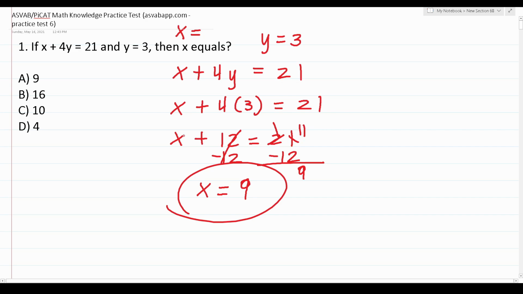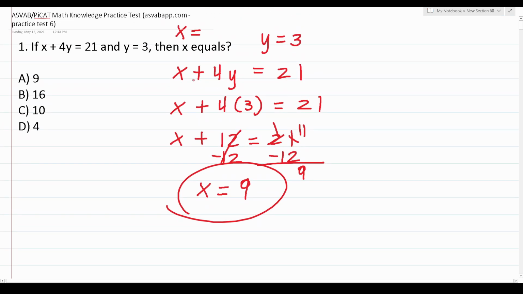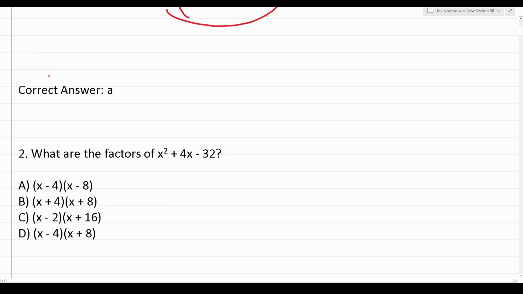Again, typically the ASVAB starts out with very easy questions and it progressively gets more difficult, depending on how you do, of course. So make sure you can substitute values into equations and solve for the missing variable accordingly. That is a very common question on the test. All right, and as we saw, the answer was A, so let's go ahead and circle it.